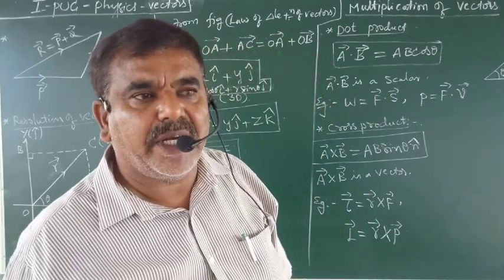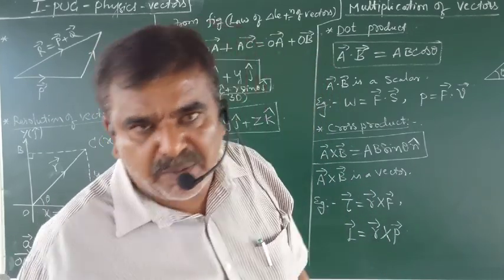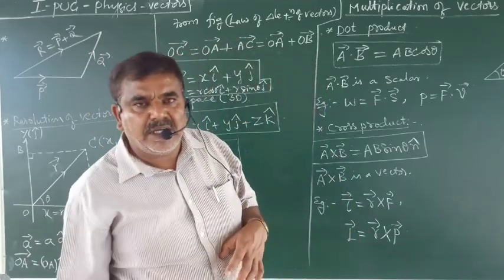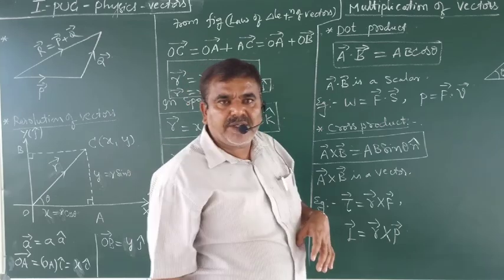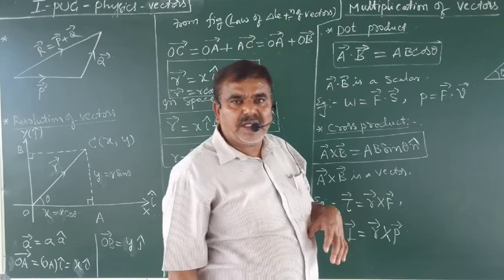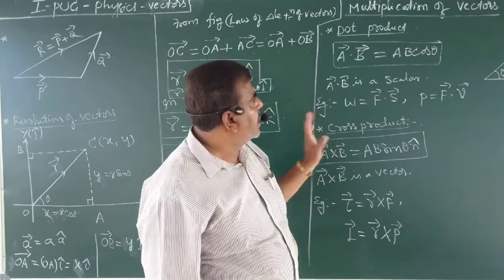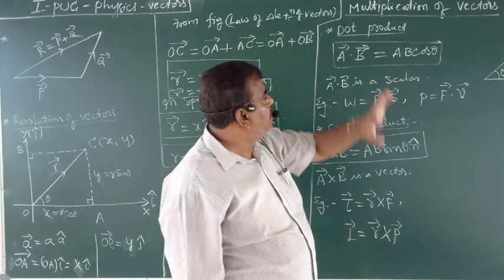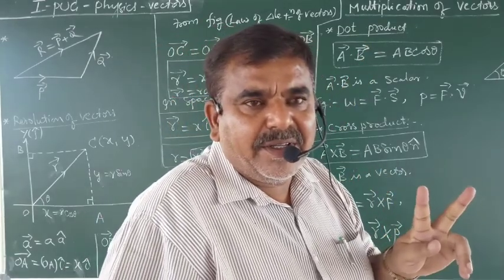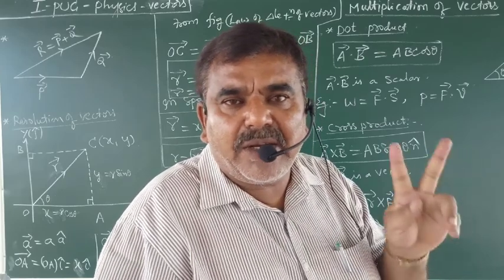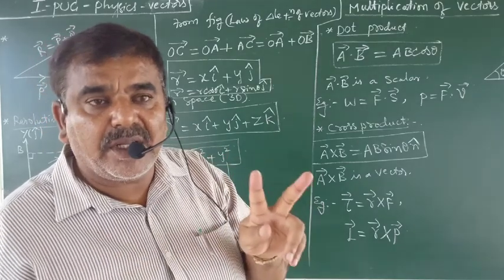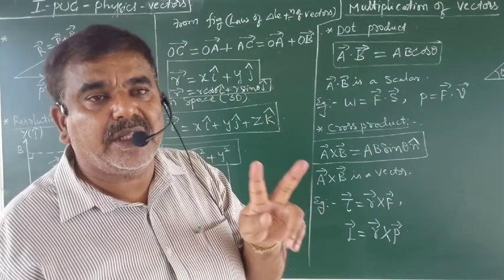How to multiply vectors? We know scalar multiplication. Two fives are 10, six threes are 18. What you learned, those things. Multiplication table is scalar multiplication. Scalar into scalar, we know, so the result is unique. But in the case of vectors, yes, we can multiply two vectors in two ways. There are two ways of vector multiplication.